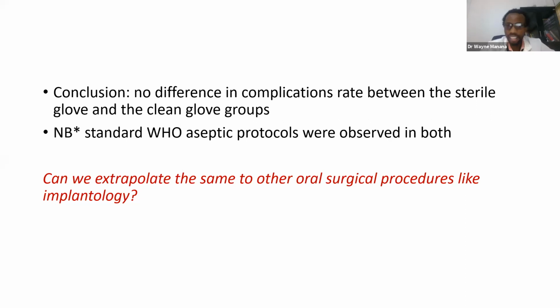So the operator and the assistant should not touch any other surface within the room, particularly in this era of COVID, but not only COVID, even spore-forming bacteria can be transmitted from surfaces. So we don't touch our mask. We don't touch anything in third molar surgery. So therefore, we can extrapolate the same. The question is, can we extrapolate the same to other oral surgical procedures like implantology?